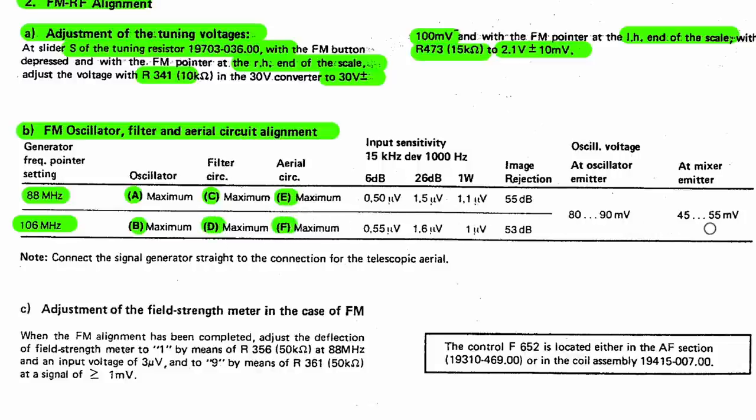And they're giving us some readings here, but I'm trying to figure out what they mean by a maximum. Okay, first of all, they tell us to connect the signal generator straight to the connection for the telescopic antenna, or the aerial. So what do we need to do? Well, let's find out where these are first.